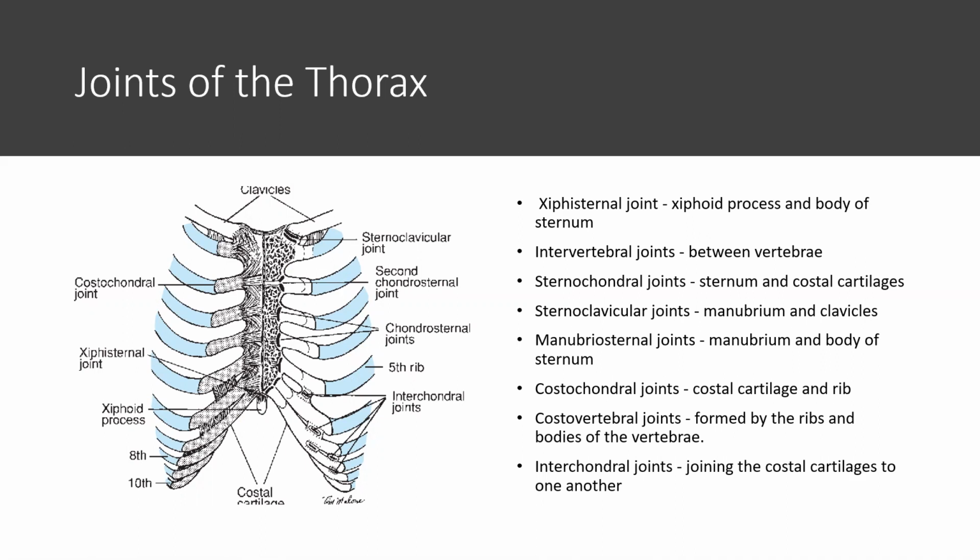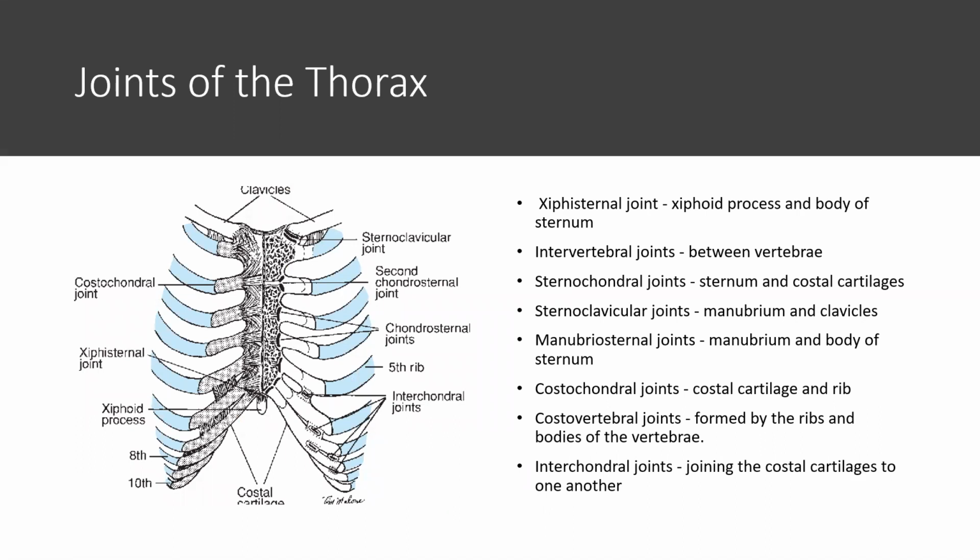You then have your sternoclavicular joints, which is between the manubrium and the clavicles. Then you have your manubriosternal joints, which is between the manubrium and the body of the sternum. Then you have the costochondral joints. Now, the costochondral joints are the articulations between each rib and its costal cartilages. So it's a hyaline cartilaginous type of joint.